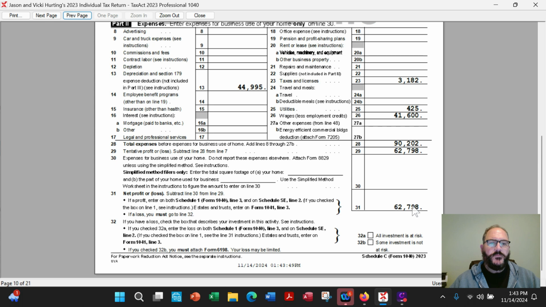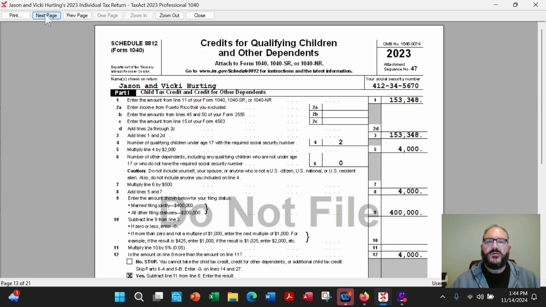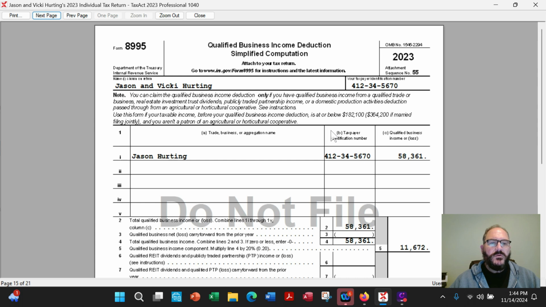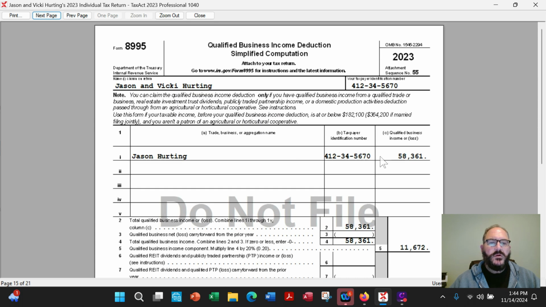Here it's 62, and they're going down to 58. I don't honestly know where they got the 58,000 from, but it came over. So where did it get that one? Schedule SE. Let's go back to the 8995 and see if we can figure that out. Qualified business income or loss. I wonder where it came up with that exact number from.